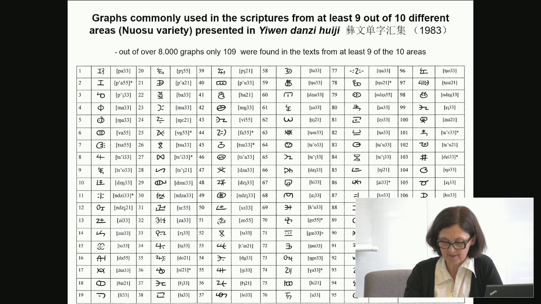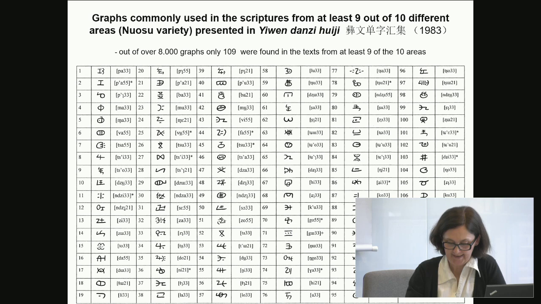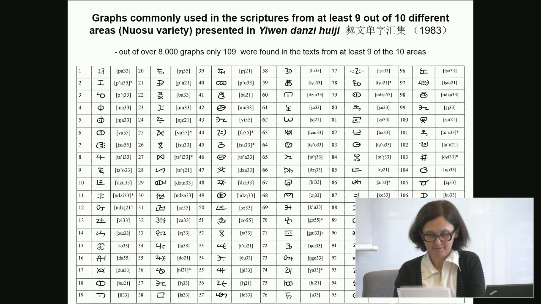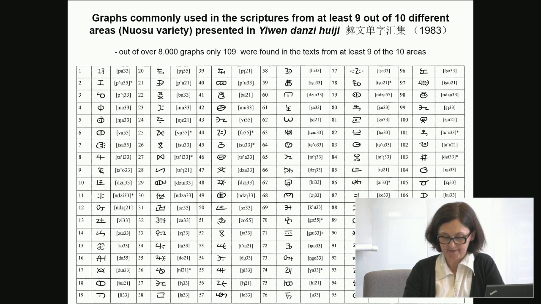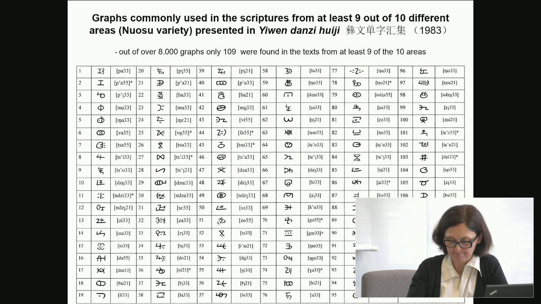A Bimo could create his own versions of graphs and incorporate them into the signaries, as many researchers point out, Bimo often did it. So this is partly a result of the diversified signary, partly a result of this practice.